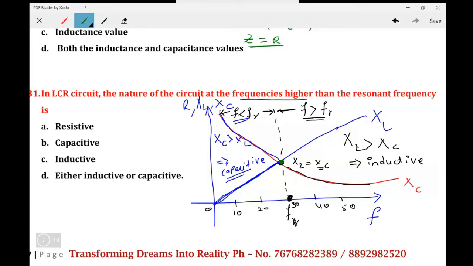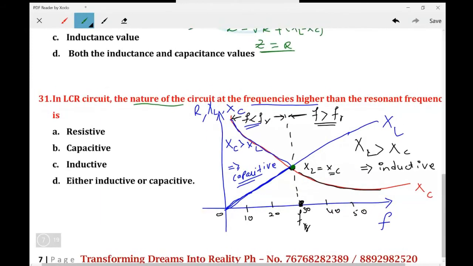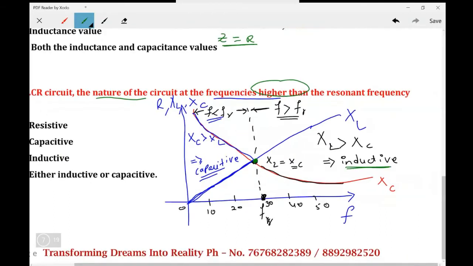In a LCR circuit, the nature of the circuit, so they're stressing on nature of the circuit at the frequencies higher than resonant frequency. So higher than resonant frequency, what kind of circuit does it behave like? Resistive, capacitive, inductive, either inductive or capacitive. So the frequency is higher than resonant, that is inductive. So option is C.